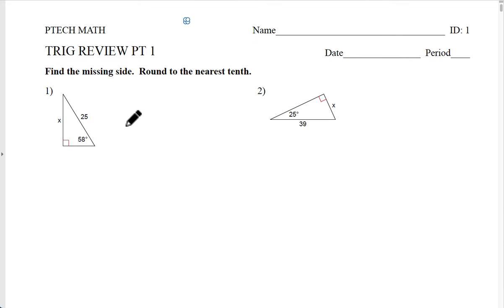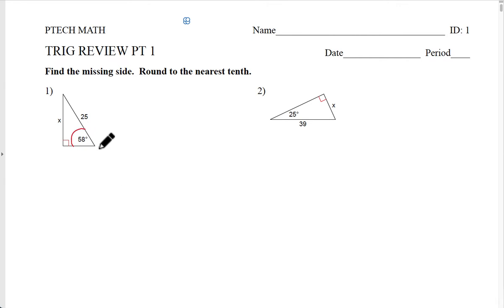Let's go ahead and jump into the first question. The first step is always to identify the angle of focus. The angle of focus is going to be the angle that's given to you in terms of a number value. So since we got the 58 degrees here, I know that's my angle of focus. I label that.